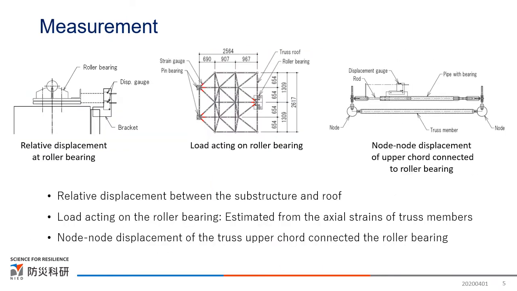In this slide, you can see the main measured items. We measure the relative displacement between the substructure and the roof as illustrated in the top left figure. We obtain the force acting on the roller bearing from the actual strains of truss members. Since the truss upper chord connected to the roller bearing may have large deformation, we measure the displacement between both end nodes as shown in the top right figure.